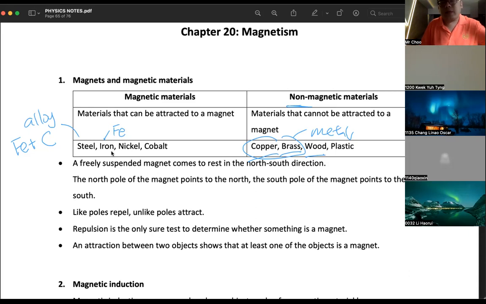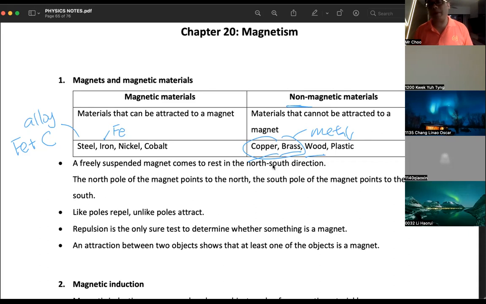So how do you test whether this material has become a magnet? There are two tests. The first test is when you freely suspend the magnet on a string, or you put the magnet onto a styrofoam and put it on the water. It will always come to rest in the Earth's north-south direction, because our Earth is magnetic itself. Did I make myself clear?